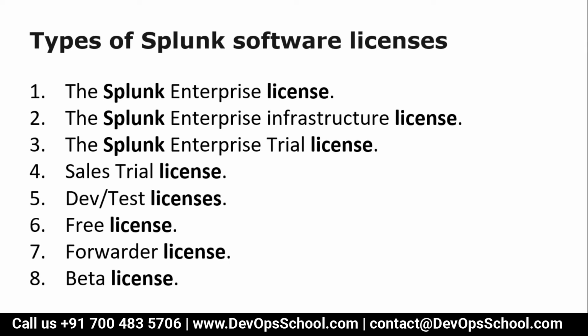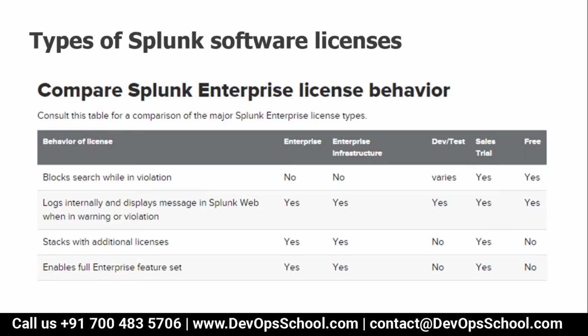So yes, there are types of software licenses. Splunk software licenses are available. The one is Splunk Enterprise license, Infrastructure License, Enterprise Trial License, Sales Trial License, Dev Test Licenses, Free Licenses, Forwarder Licenses, and Beta Licenses. So there are multiple types of software licenses available. If you want to compare the different kinds of licenses, you can see that here: infrastructure, dev, test, sales, free, and so on.